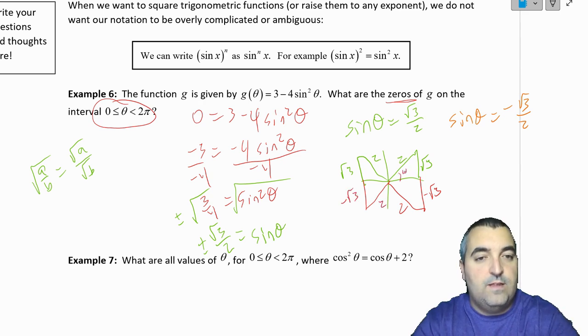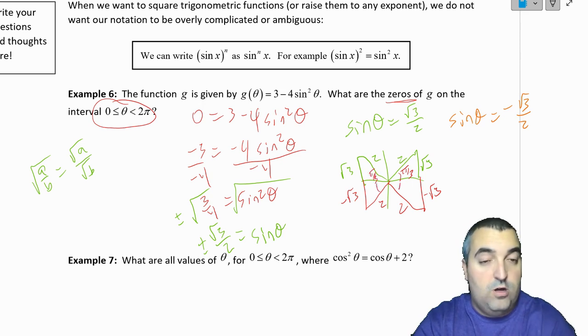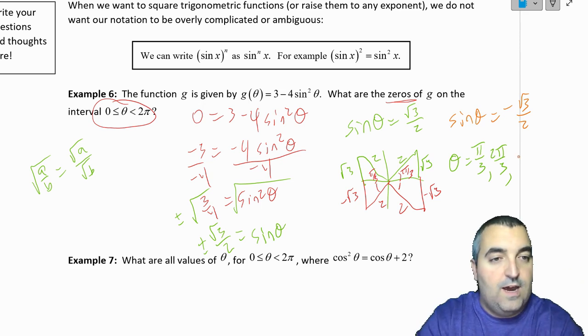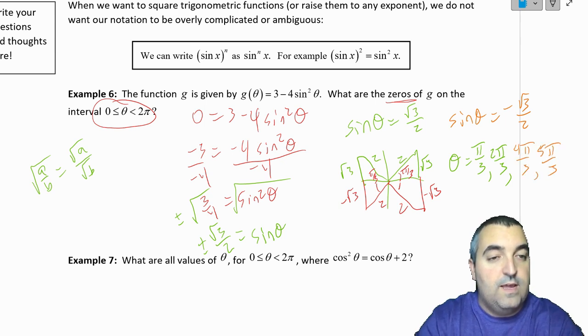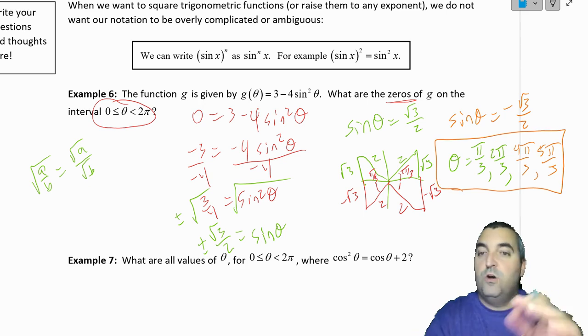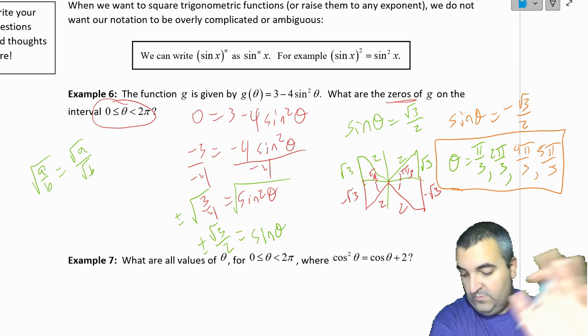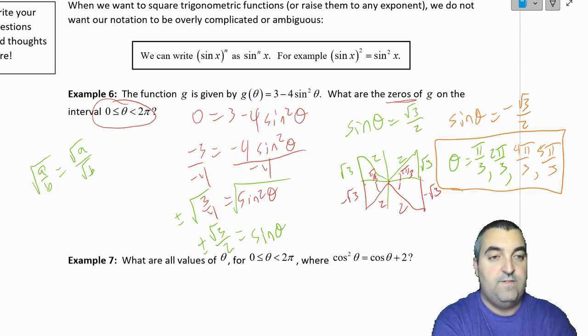They all end up having pi thirds as their reference angle. So now I just need to say all those answers. From the 2 positive ones, I would get pi thirds and 2 pi thirds. And then from the orange ones, I would end up getting 4 pi thirds and 5 pi thirds. And there are my answers. I don't want the general solution here because they want just between 0 and 2 pi. So there are my 4 answers.